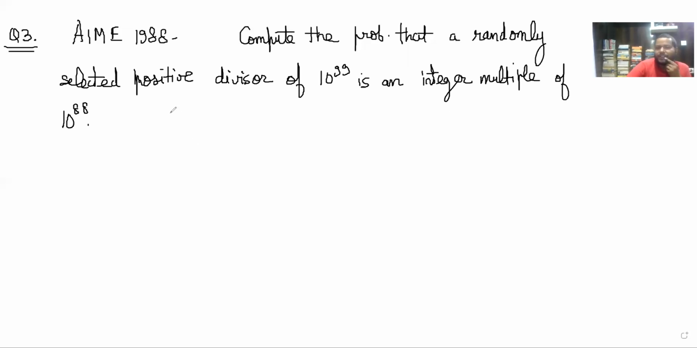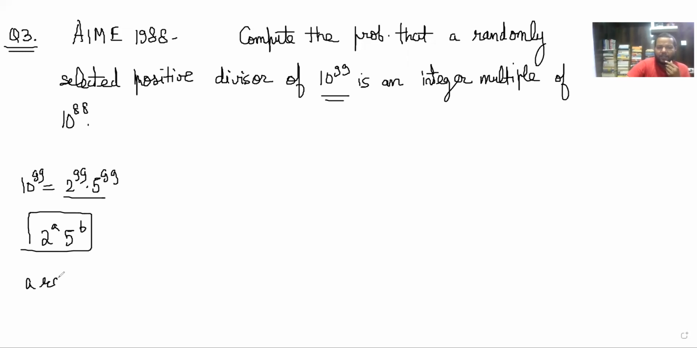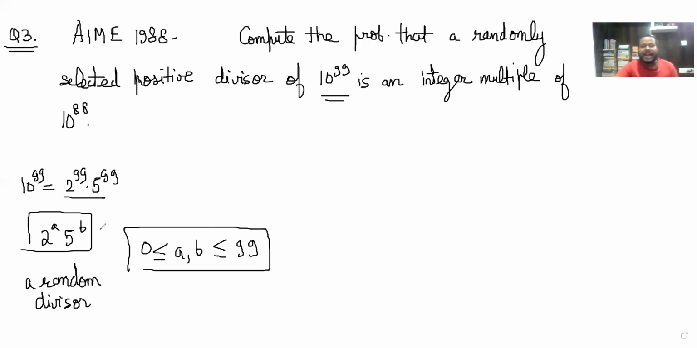So how do we do this? First of all, we have to understand what a divisor of 10 power 99 looks like. 10 power 99's prime factorization is 2 power 99 into 5 power 99, right? So a divisor must have some powers less than this, right? So 2 power A, 5 power B. This is a random divisor of 10 power 99. And here the condition on A and B is such that 0 is less than or equal to A comma B, which is less than or equal to 99, right?